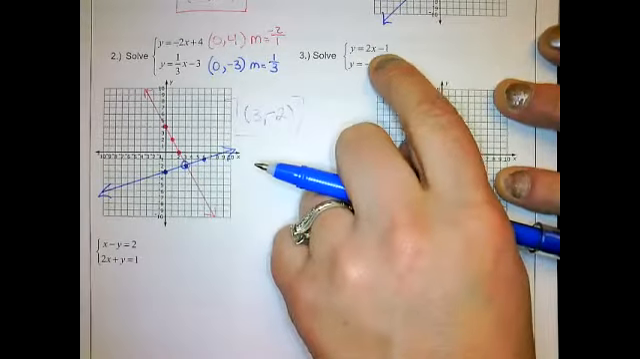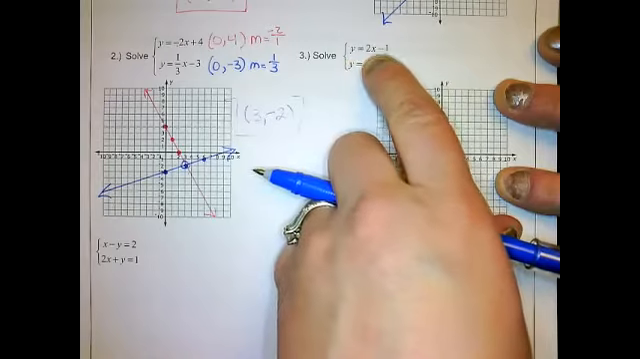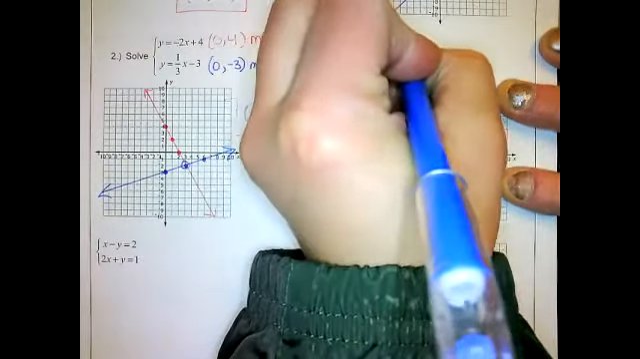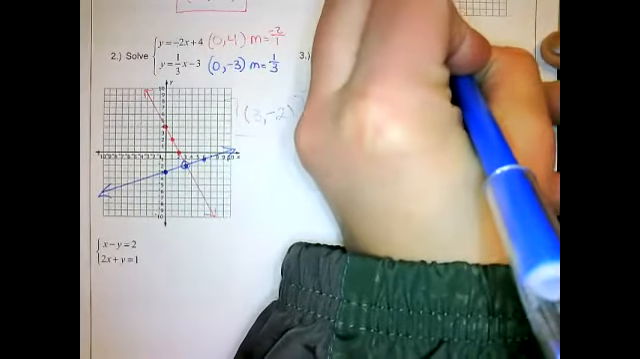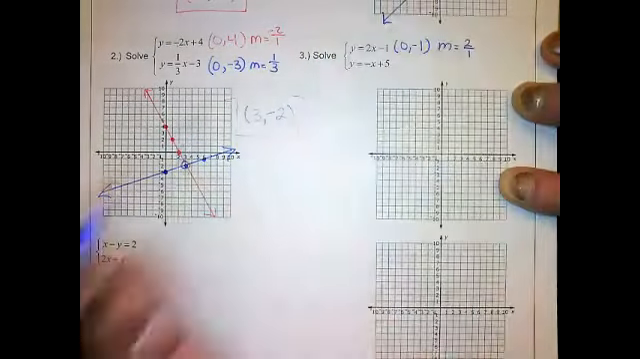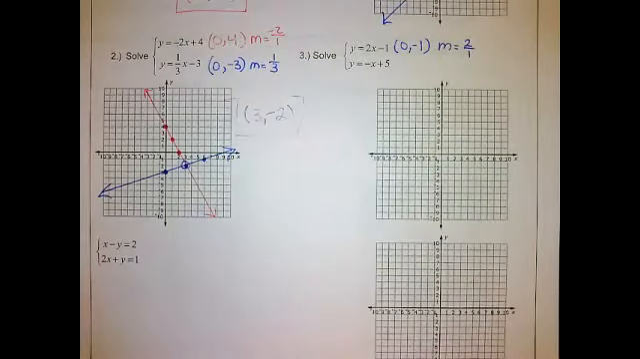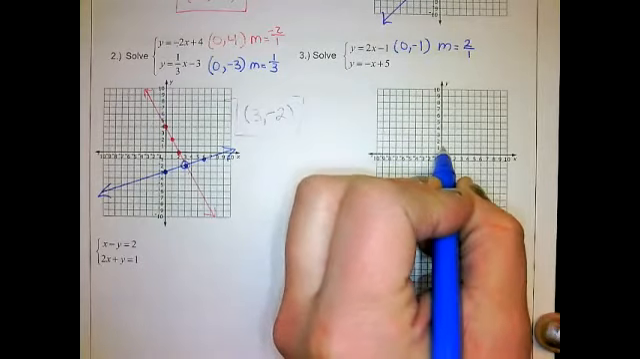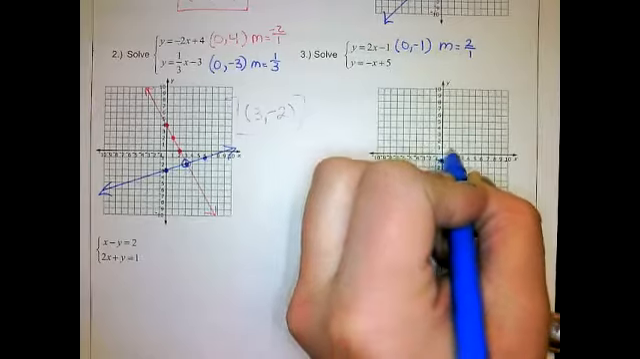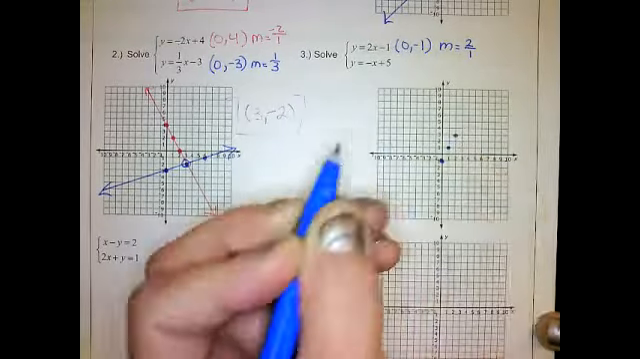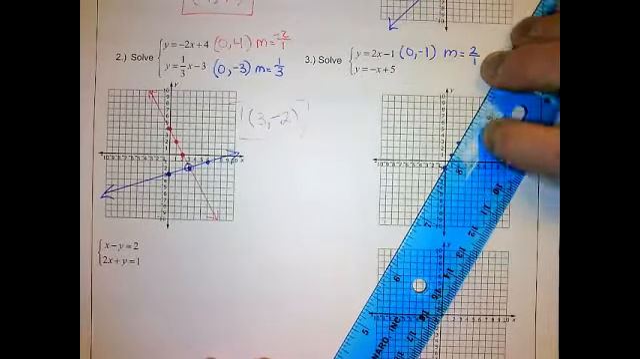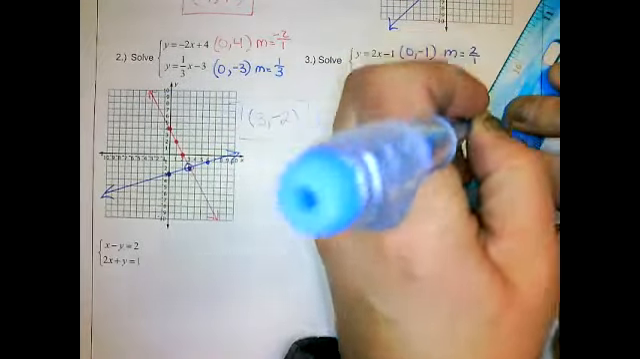The next one says I'm going to graph the line y equals 2x minus 1. So my y-intercept is (0, -1), and my slope is 2/1. I'm going to go ahead and graph the point (0, -1), and from there I'm going to go up 2, right 1, up 2, right 1. I'm going to connect those points.